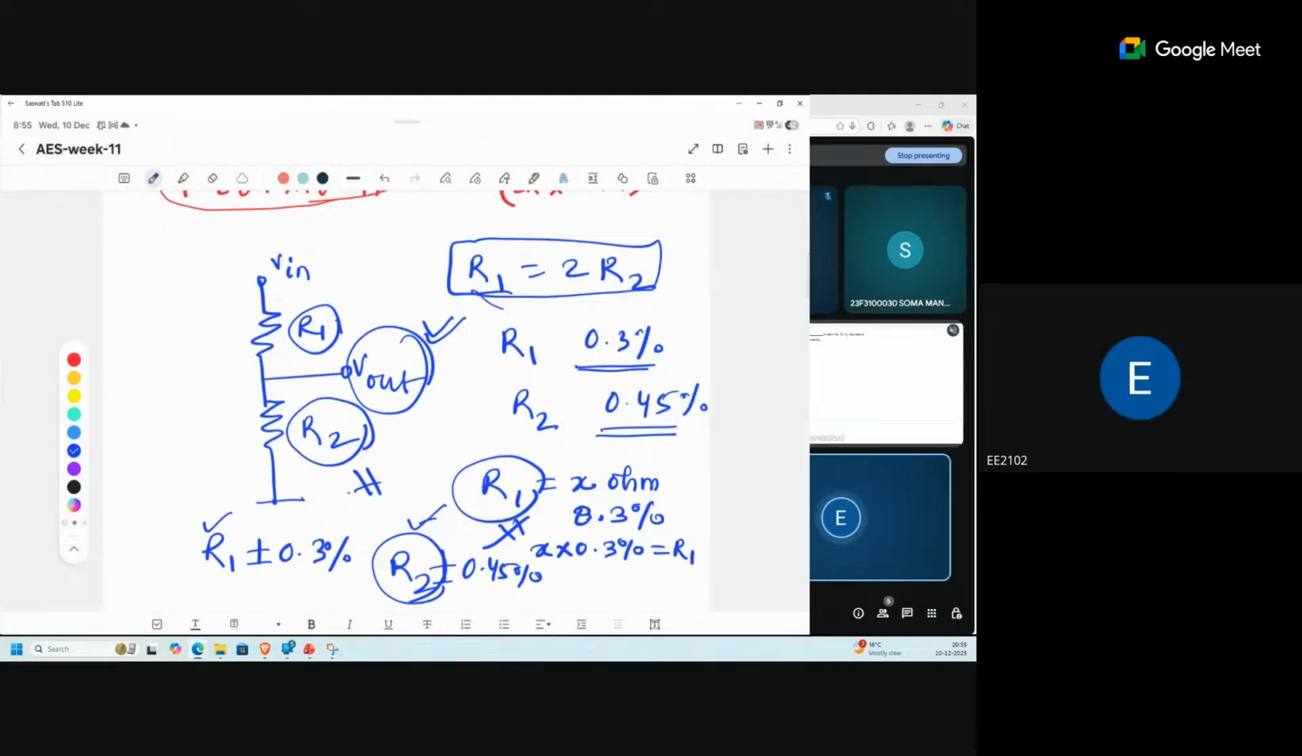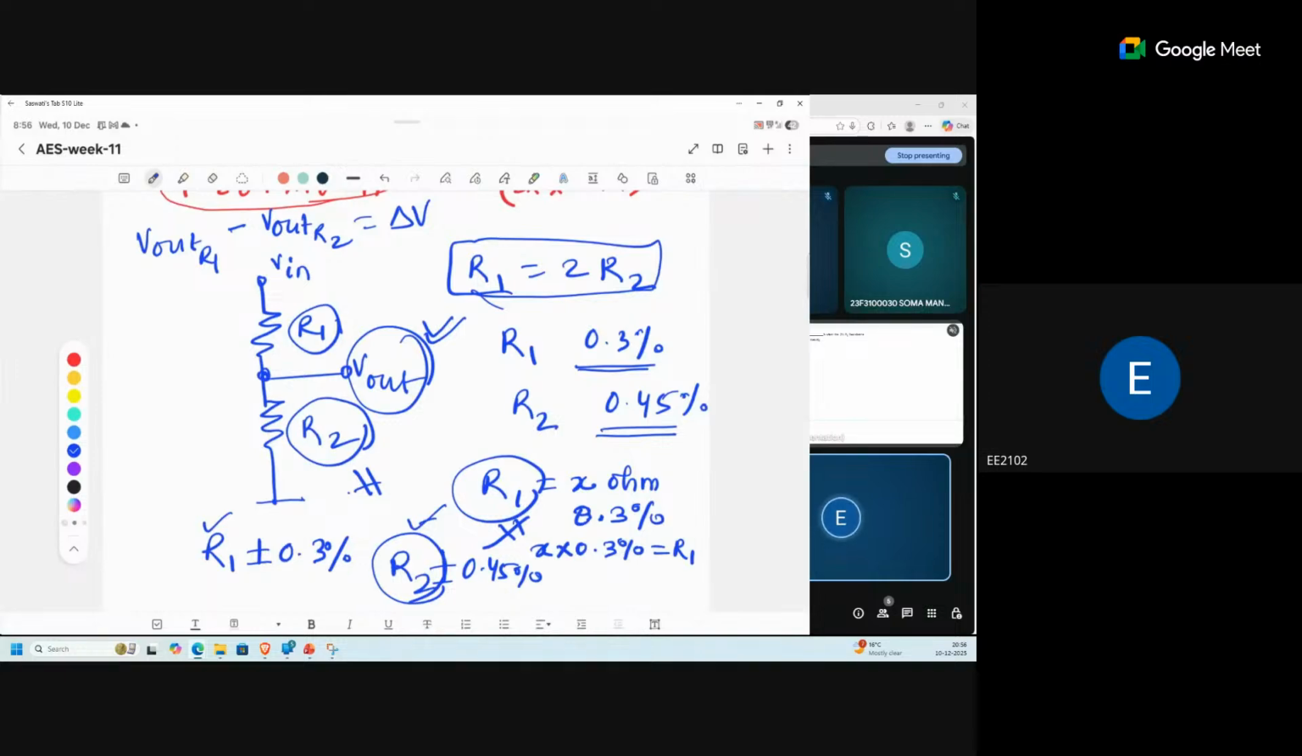That question again, let me see. The question has asked for the variance in output voltage as a percentage. Whatever V out you got in case of the R1 fault minus V out of the R2 fault will give you del V. Yes, ma'am.